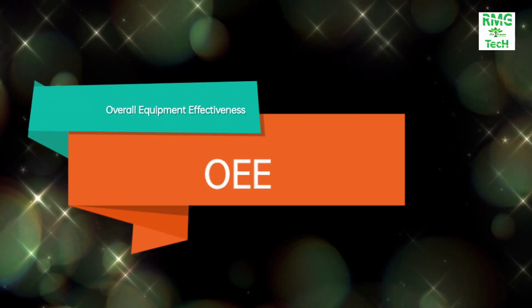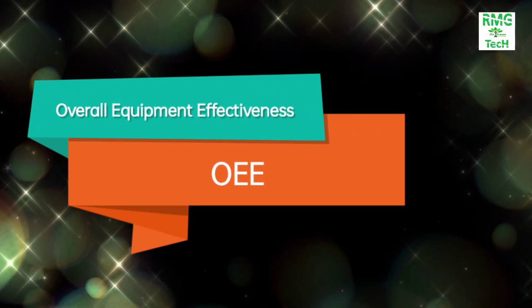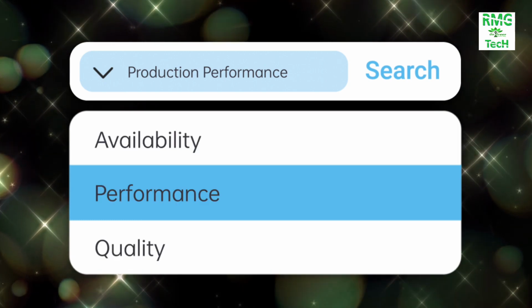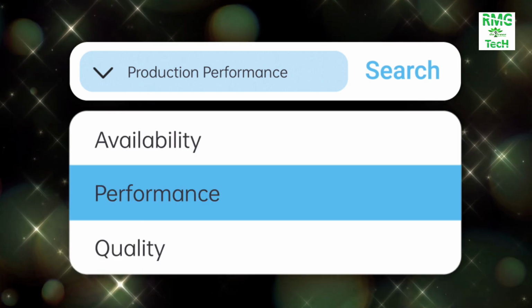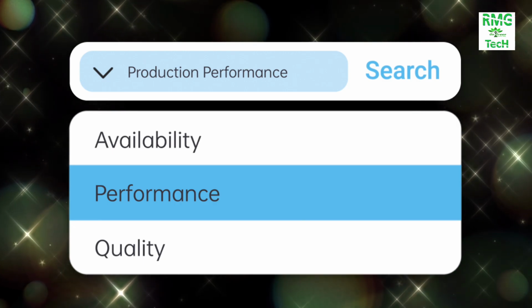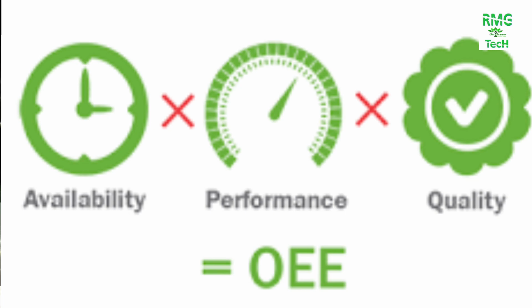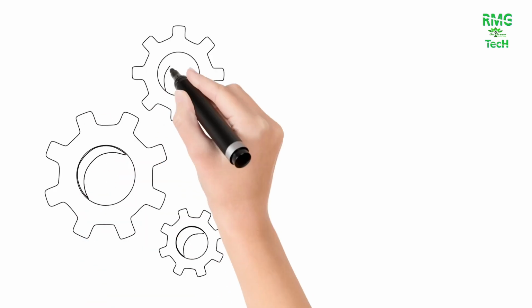Overall equipment effectiveness, OEE, is a valuable metric for measuring the performance of production operations. It takes into account three factors: availability, performance, and quality, and provides a percentage value that represents how effectively the equipment is being used. To measure and improve the OEE of production operations, businesses can follow these steps.